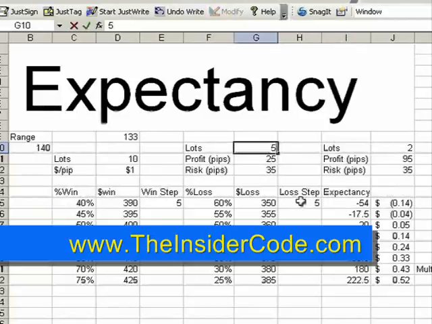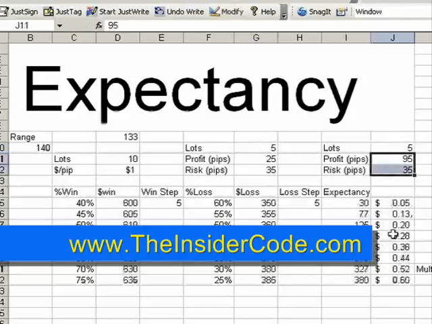Maybe let's look at 5 and 5. So we take 5 off at 25. We take 5 off at 95. Okay, you know what? Now look at that all the way down here. Even if I'm only winning 40% of the time, that means I'm at least marginally profitable. If I can bump that up to 45%, look at that.